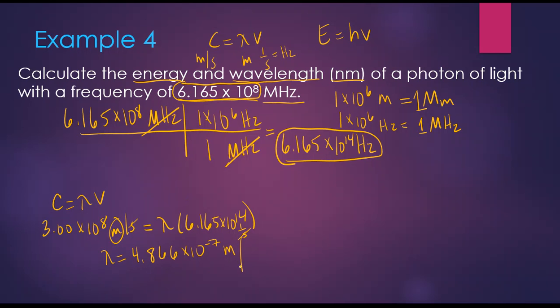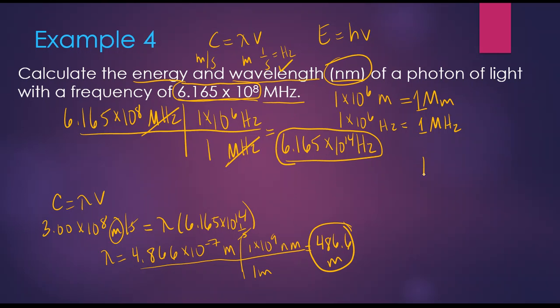Now I can easily convert this over to nanometers because that's what it said it wanted. So 1 meter equals 1 times 10 to the 9th nanometers, and do that conversion, and I should get 486.6 nanometers. So that's one part of the problem done. So I got the wavelength out of the way. Now I can do the energy over here.